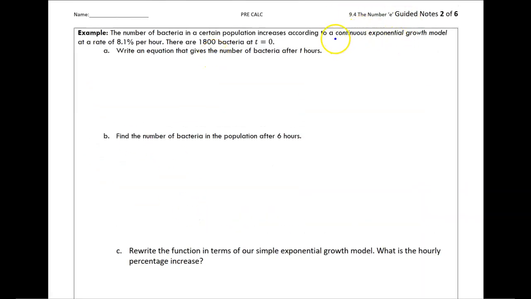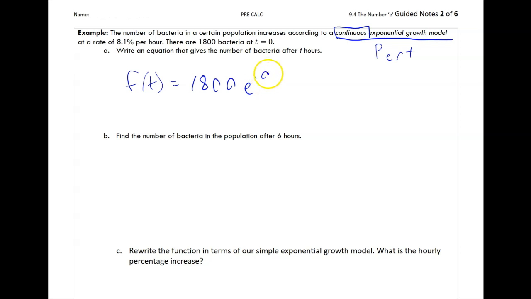So we have a continuous exponential growth model as a keyword in the text of our bacteria problem. Notice these problems are similar contexts to what we've already been dealing with. This tells us specifically that we're continuous, so we use our PERT formula. And our equation would be just something like f(t) = 1,800, our starting value, right? We used to call that a, now we call it P. And then my rate is 0.081, so my rate is still a percent. So here's my r. And then e to the t.